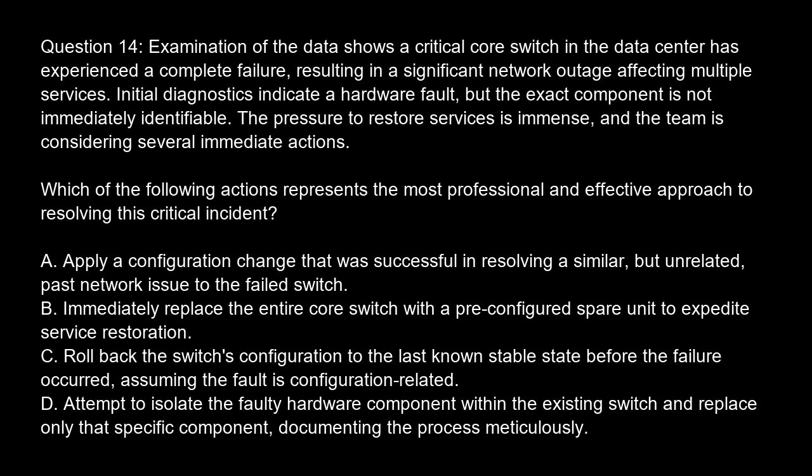Option A. Apply a configuration change that was successful in resolving a similar, but unrelated, past network issue to the failed switch. Option B. Immediately replace the entire core switch with a pre-configured spare unit to expedite service restoration. Option C. Roll back the switch's configuration to the last known stable state before the failure occurred, assuming the fault is configuration-related. Option D. Attempt to isolate the faulty hardware component within the existing switch and replace only that specific component, documenting the process meticulously.